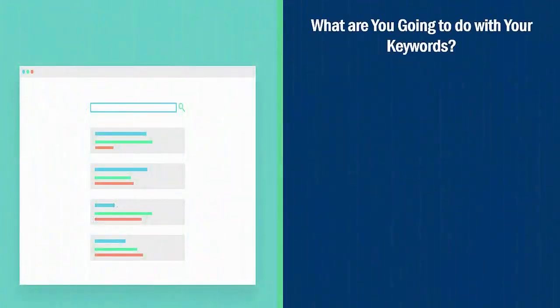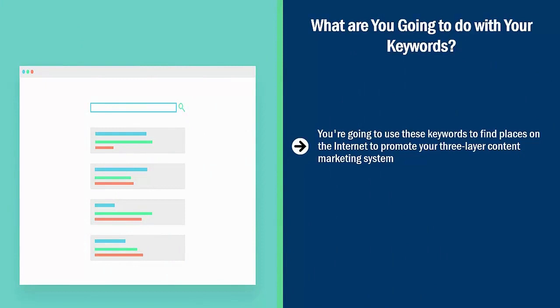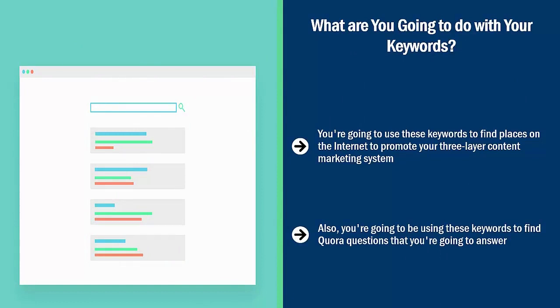What are you going to do with your keywords? You're going to use these keywords to find places on the internet to promote your 3-layer content marketing system. You are also going to use these keywords to help guide you through the content creation process. You're going to incorporate some of these keywords into the content that you produce. Also, you're going to be using these keywords to find Quora questions that you're going to answer. You're also going to use these keywords to turn them into questions that you will publish on Twitter.